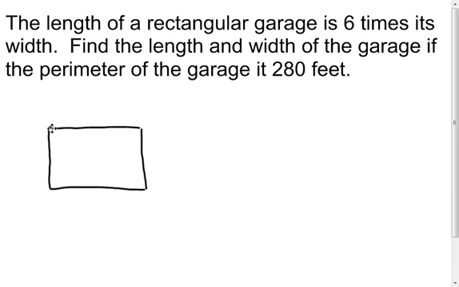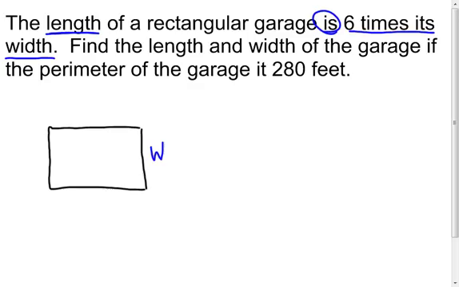And now I'm going to start looking at the words. It tells me that the length of the garage is 6 times its width. So I think to myself, right now I don't know the length and I don't know the width. But it does tell me that the length is something in terms of the width. So I'm going to say that my width, since I don't know it, is W. In math, a lot of times if I don't know it, I'm going to give it a variable. So I know the width is W.